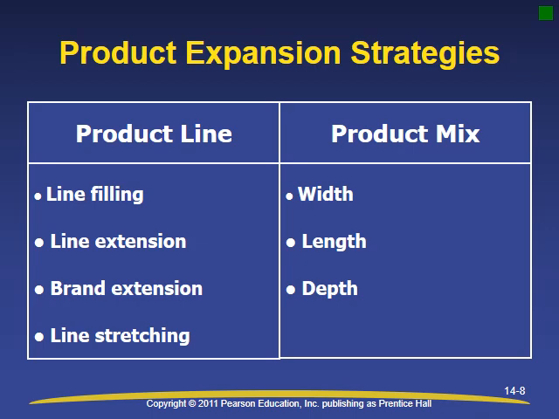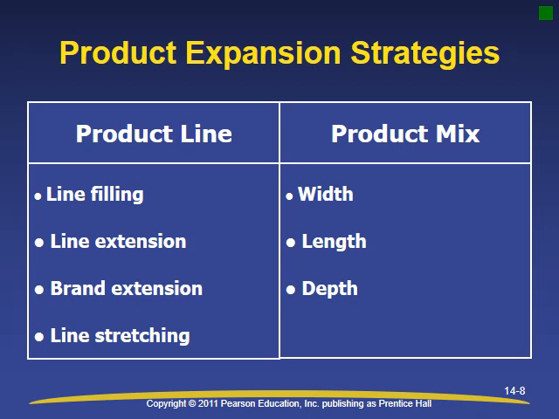Line filling is developing items to fill gaps in the market that have been overlooked by competitors or have emerged due to customer demand. An example of this is flavored or vitamin water. Line extensions is creating a new variation of an existing product. An example of this would be when a nutritional bar, let's say, is available in strawberry, and then that same bar is offered in raspberry or chocolate.